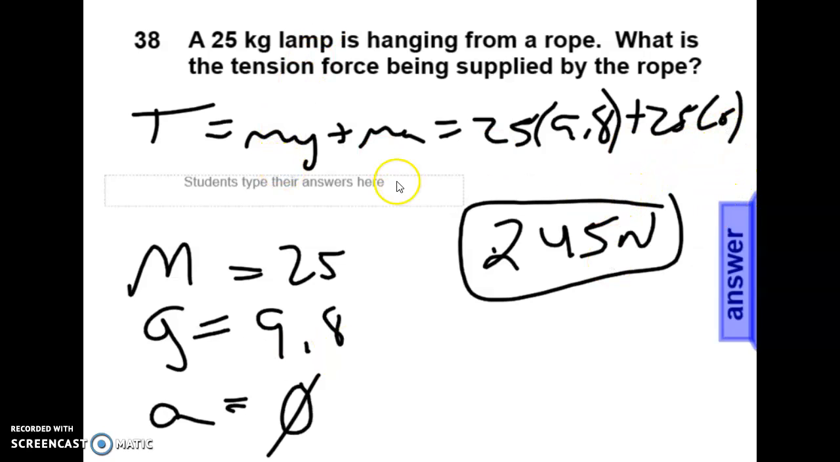It's important to acknowledge that if I accelerate upward, I want to see an increase in tension in the cable. If I accelerate downward, it's going to be a decrease in tension of the cable. If I'm moving at a constant velocity, up or down, or not moving at all, the tension is always equal to the weight.